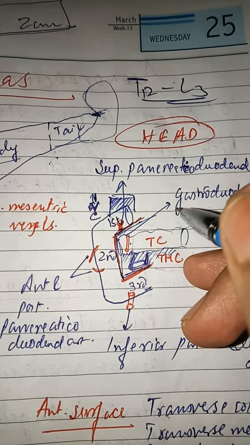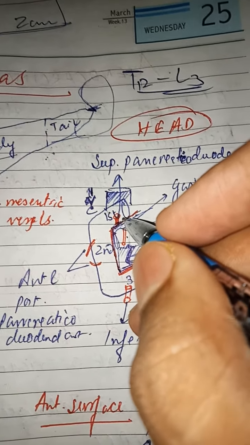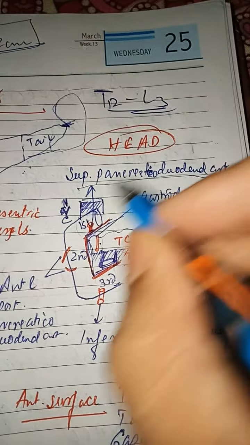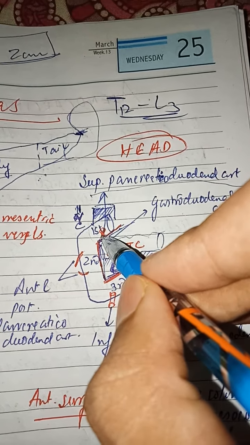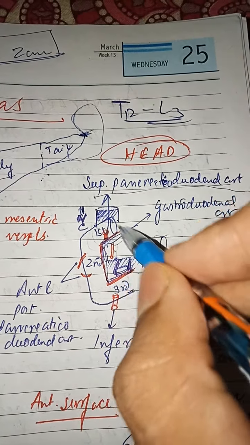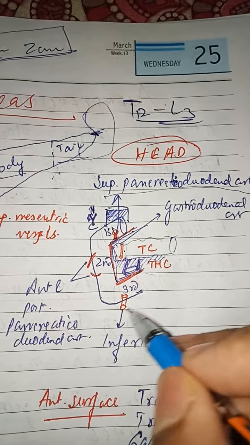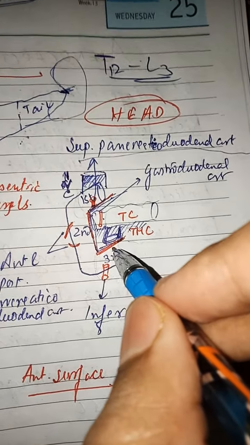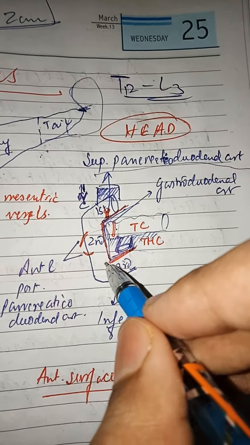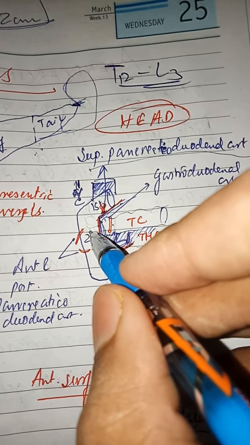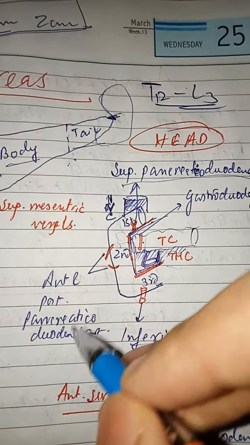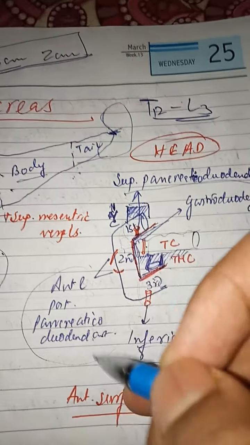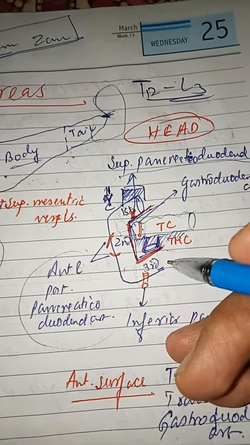Now coming to the relation of the superior border. The superior border is related to the first part of the duodenum and the superior pancreatoduodenal artery. The inferior border is related to the inferior pancreatoduodenal artery as well as the third part of the duodenum. The right lateral border is related with the second part of the duodenum as well as the anterior and posterior divisions of the pancreatoduodenal artery, that can be superior as well as inferior pancreatoduodenal artery.